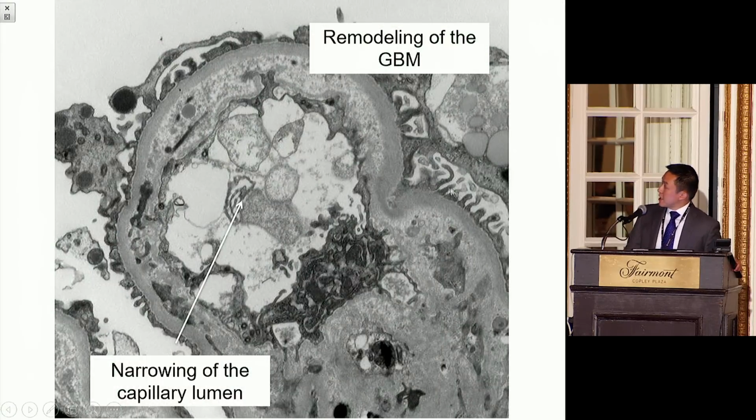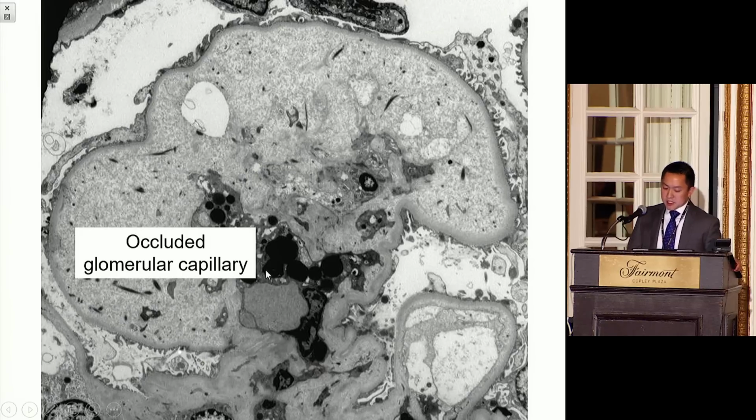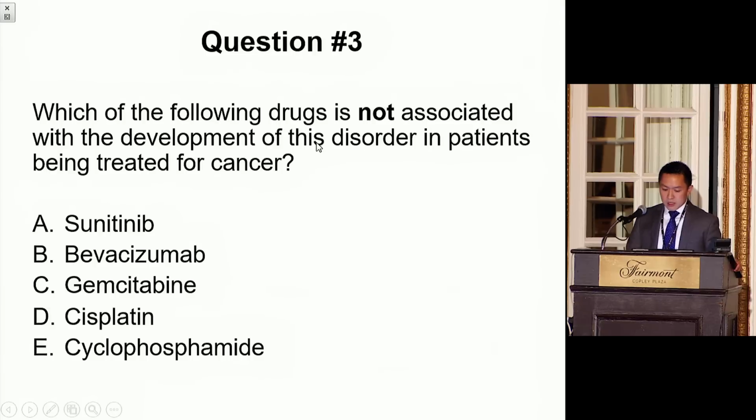Electron microscopy here shows a glomerular capillary loop that's got remodeling of the glomerular basement membrane. So you see duplication of the GBM, and this capillary lumen is also narrowed. And here is a glomerular capillary loop that's completely occluded. So my third question for you is this. Which of the following drugs is not associated with the development of this disorder in patients being treated for cancer? A, sunitinib, B, bevacizumab, C, gemcitabine, D, cisplatin, or E, cyclophosphamide.